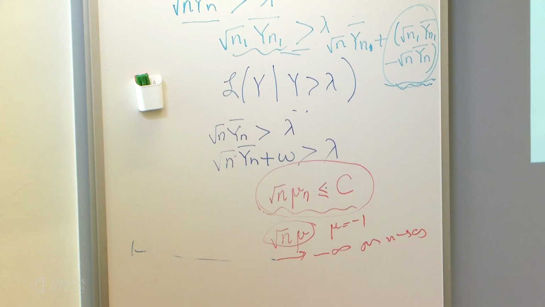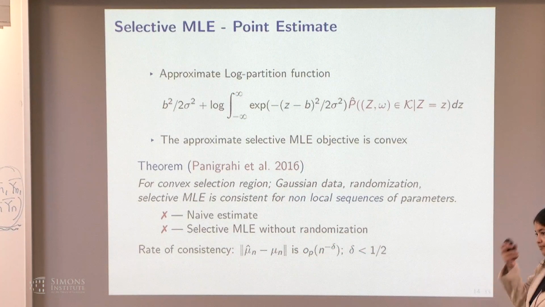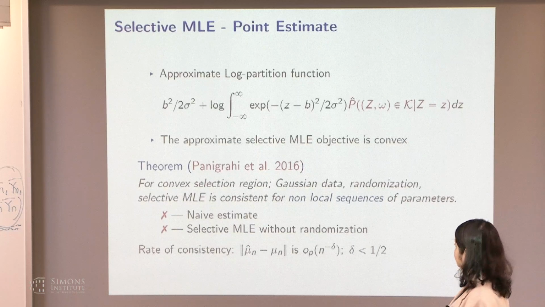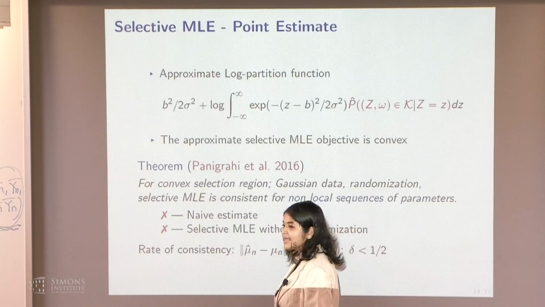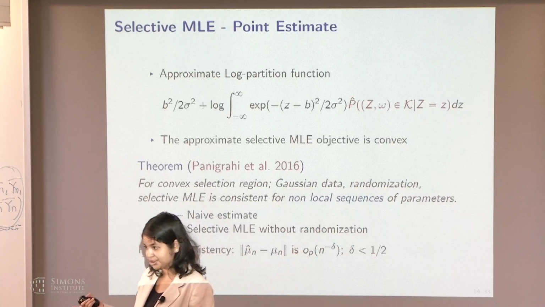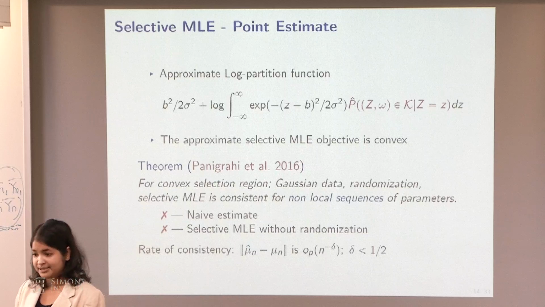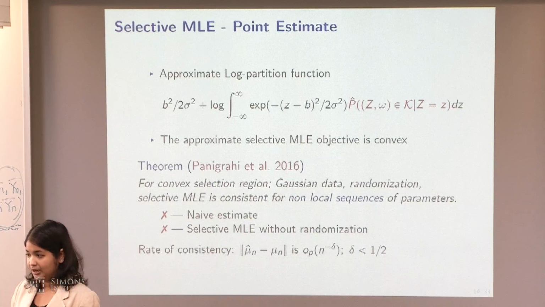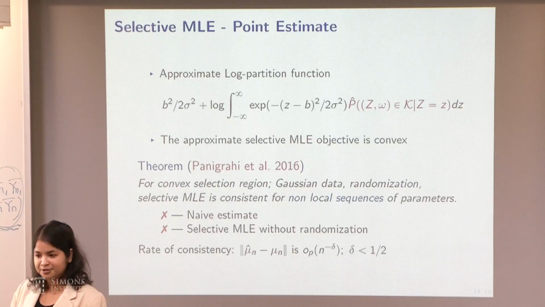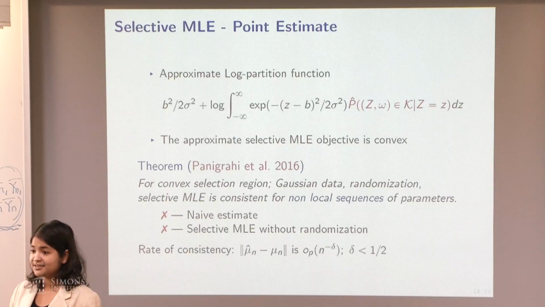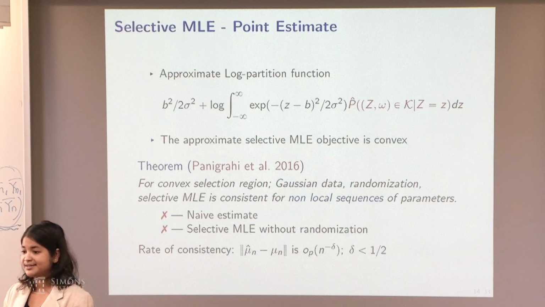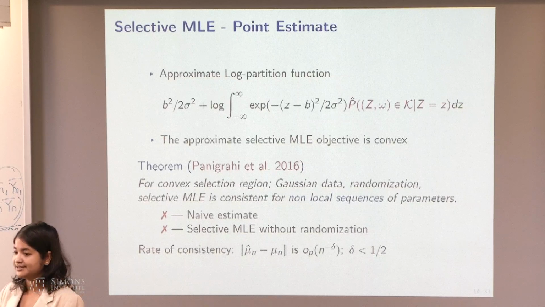I'm saying if I just use the Lee et al. conditional law, which didn't have any form of randomization in it, you were conditioning on the selection event based on the data. You could also maximize that law and try to compute the selective MLE from it. All I'm saying is that that selective MLE doesn't have desirable consistency properties. It's not a consistent estimator.